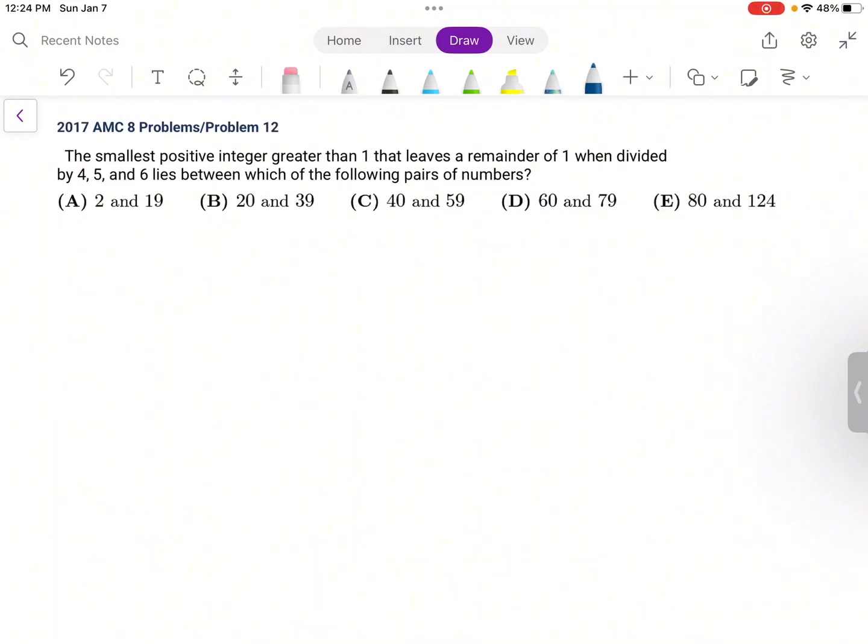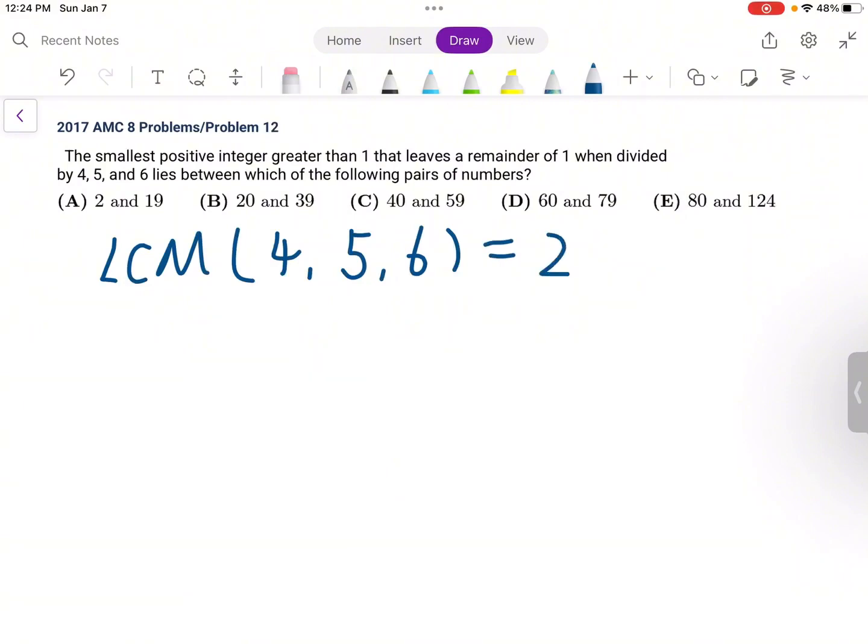Problem 12. Let's first find out the least common multiple of 4, 5, 6. 4 equals 2 to the power of 2. 5 is a prime, and 6 has factors 2 and 3, and because there are 2s here already, we only need to multiply by 3, and that is 60.